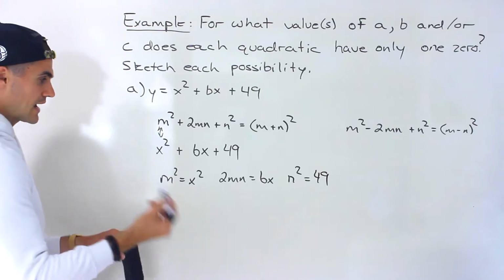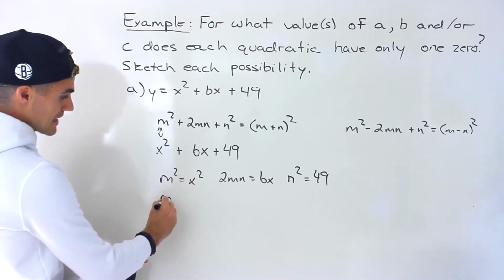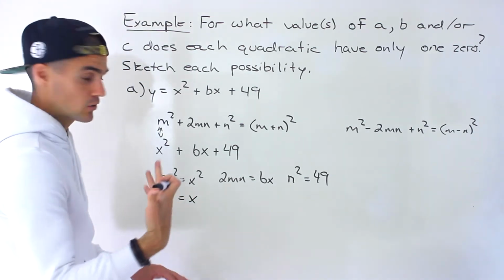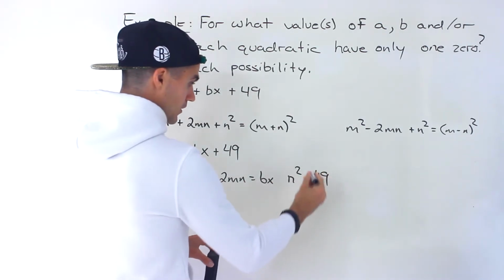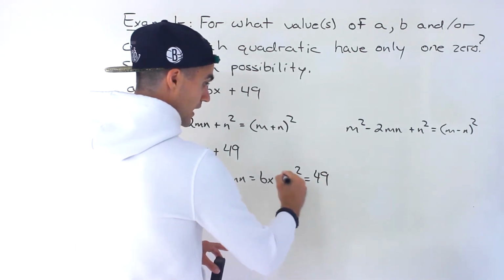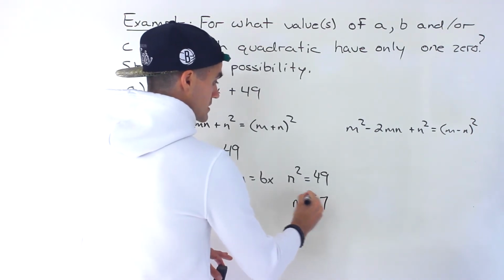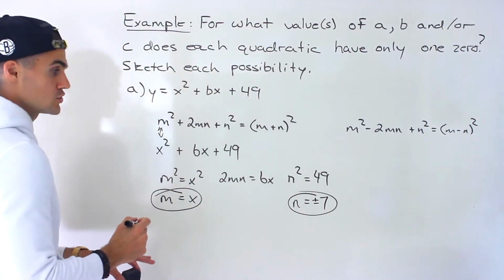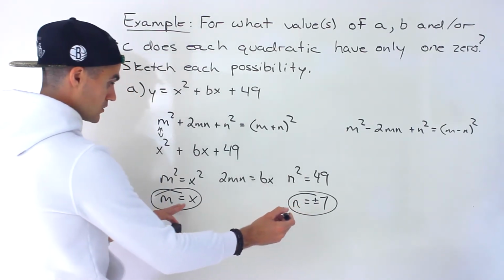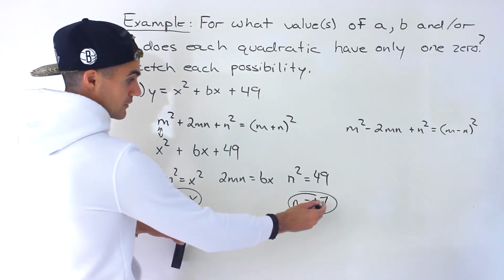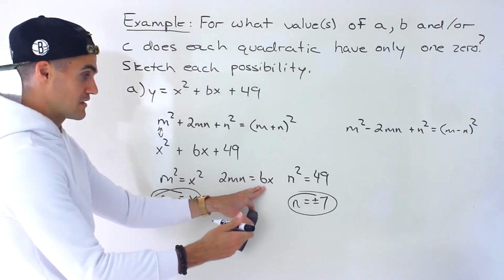And so from here, it's kind of mix and matching. So notice from here, we can tell that if we square root both sides, the m value is going to equal x. Okay, so that's one that we got. And then over here, we can also get this. So n squared is equal to 49, square root both sides. Notice that n can either be plus or minus 7. So there's actually going to be two cases over here. And then we could take this m value of x and this n value of either plus or minus 7, plug it in here, and then we can get that b value.